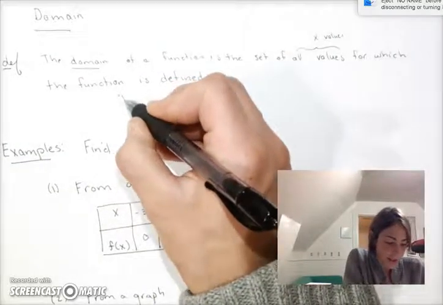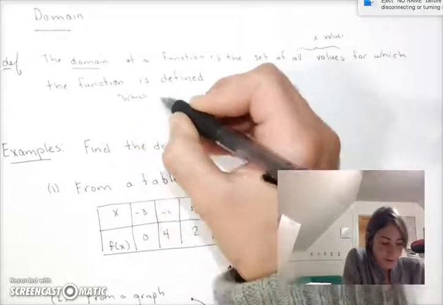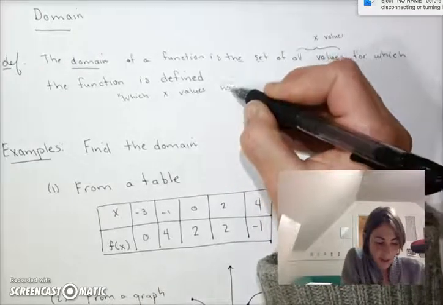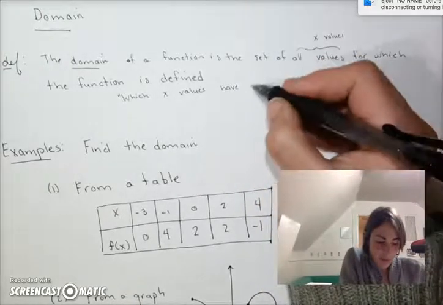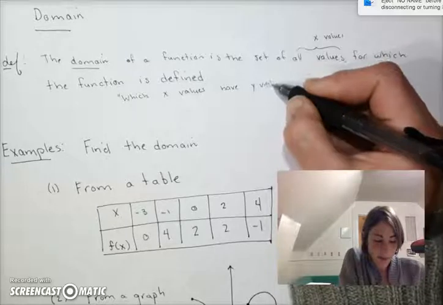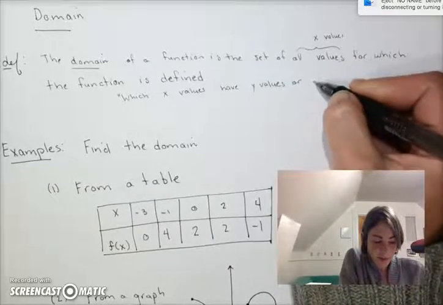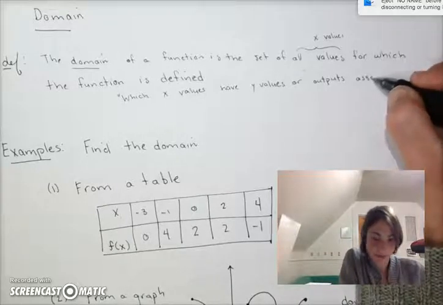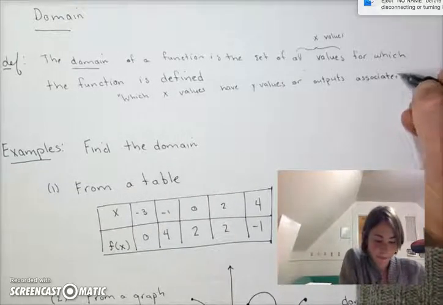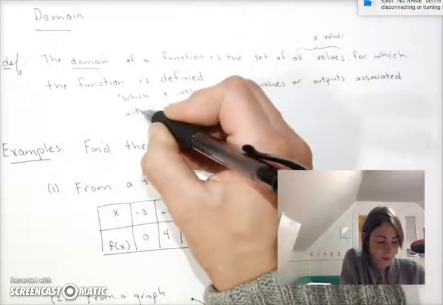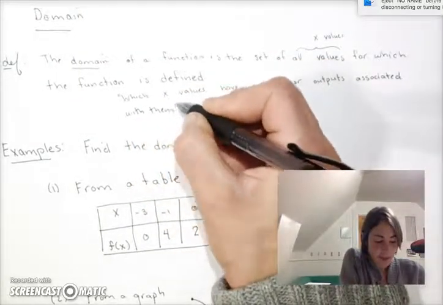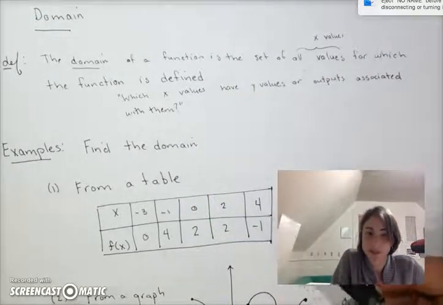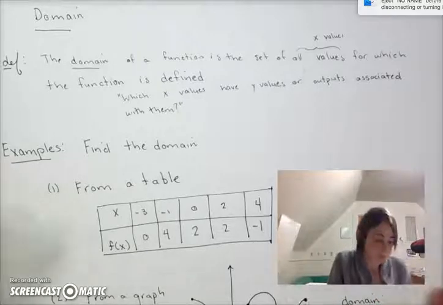So another question is, which x values have y values or outputs associated with them? And sometimes it's easier to ask the question, which x values don't have y values or outputs associated with them. We'll see some examples of that too.